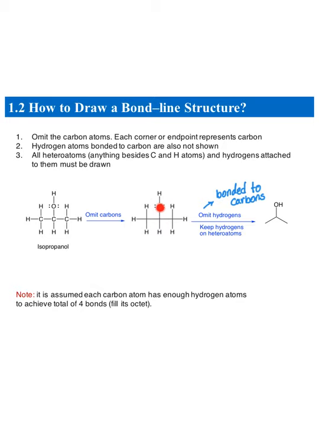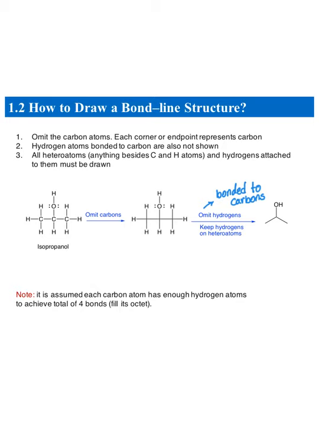The second carbon, as you can see, it has oxygen attached to it and there is a hydrogen attached to oxygen, we keep the hydrogens that are connected to heteroatoms. And heteroatoms are atoms other than carbon and hydrogen atoms. So we show the heteroatom and also the hydrogen attached to it. This is the final bond line structure for isopropanol.